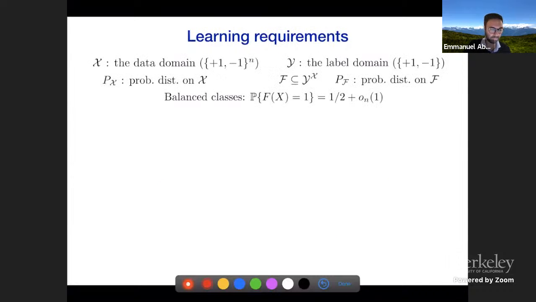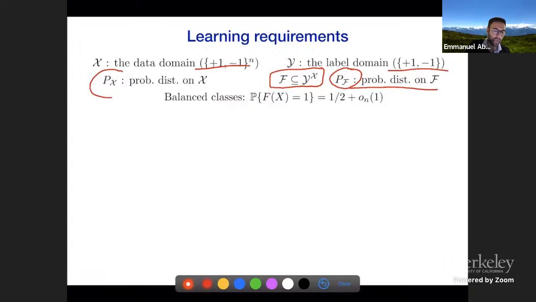So what are the learning requirements? I'm going to work in the Boolean setting. So the data is just binary vectors of dimension n. The labels, there are two classes, plus or minus one. Px, as I said earlier, is the distribution on the inputs. And then we'll have a subset of functions, the hypothesis class, or sometimes we will work with a distribution on functions. What we will ask in either case is that we have balanced classes. So the two labels, plus one and minus one, each appear with probability half for the marginal.